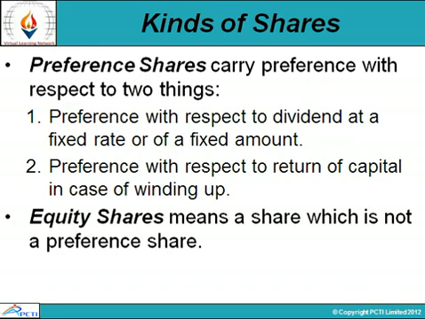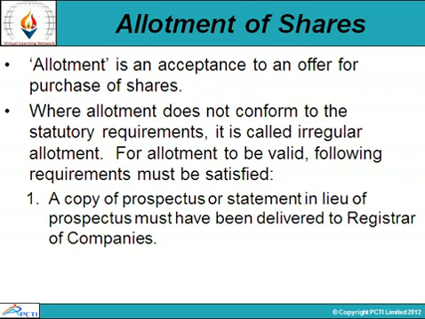Equity shares means a share which is not a preference share. Allotment is an acceptance of an offer for purchase of shares. Where allotment does not conform to the statutory requirements, it is called irregular allotment. For allotment to be valid, following requirements must be satisfied. A copy of prospectus and statement in lieu of prospectus must have been delivered to registrar of companies.